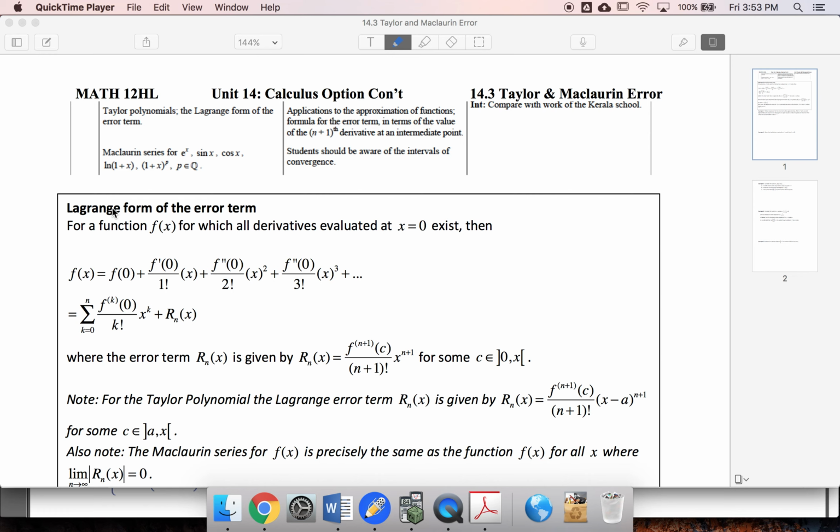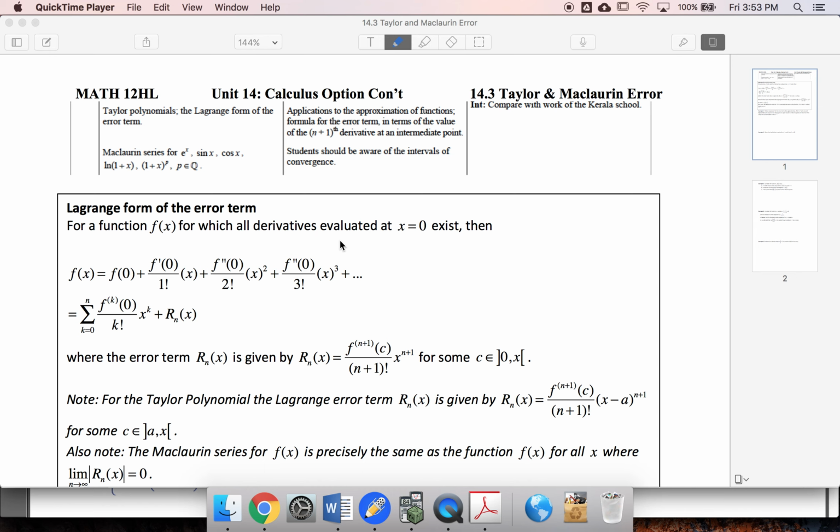Hello students, this set of notes is continuing on with our Taylor and Maclaurin series, and this time we're looking at the Lagrange form of the error term. So remember, Taylor and Maclaurin give us ways to approximate a function with a series. If I approximate it with a partial series, then it's not going to be exactly equivalent to my function.